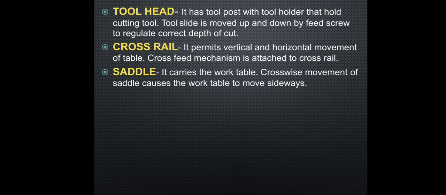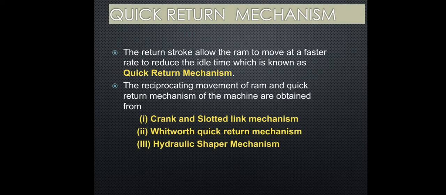The tool head has a tool post with a tool holder that holds the cutting tool, and a slide is moved up and down by a feed screw to regulate the correct depth of cut. The cross rail permits vertical and horizontal movement of the table. The cross feed mechanism is attached to the cross rail. The saddle carries the work table, and crosswise movement of the saddle causes the work table to move sideways. In the quick return mechanism, the return stroke allows the ram to move at a faster rate to reduce the idle time, which is known as a quick return mechanism.